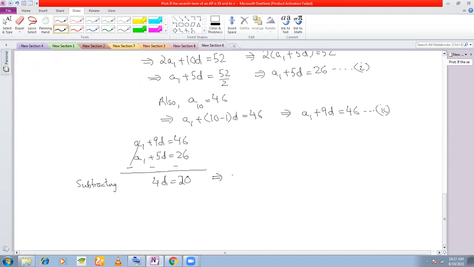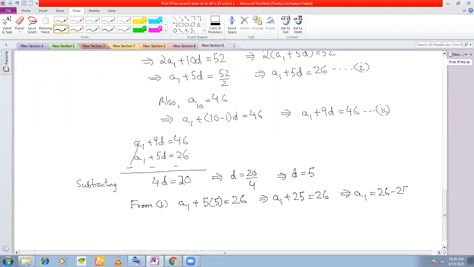That means you're getting D is equal to 20 by 4. Means you're getting D is equal to 5. This is the common difference. How do you get the first term? Put the value of D in any one of the equations. Let us put it in 1. From 1, A1 plus 5 into D is equal to 26. A1 plus 25 is equal to 26. Means A1 is equal to 26 minus 25. That means A1 is equal to 1.